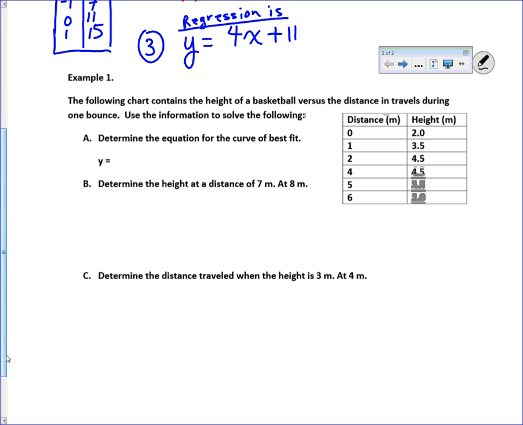The following chart contains the height of a basketball versus the distance it travels during one bounce. Now, basically, this chart here is all you have to put into Desmos. We'll call this our x value and this our y value, because we can control the distance that we use, but we can't control the height the ball will rebound at. So let us do that right now.